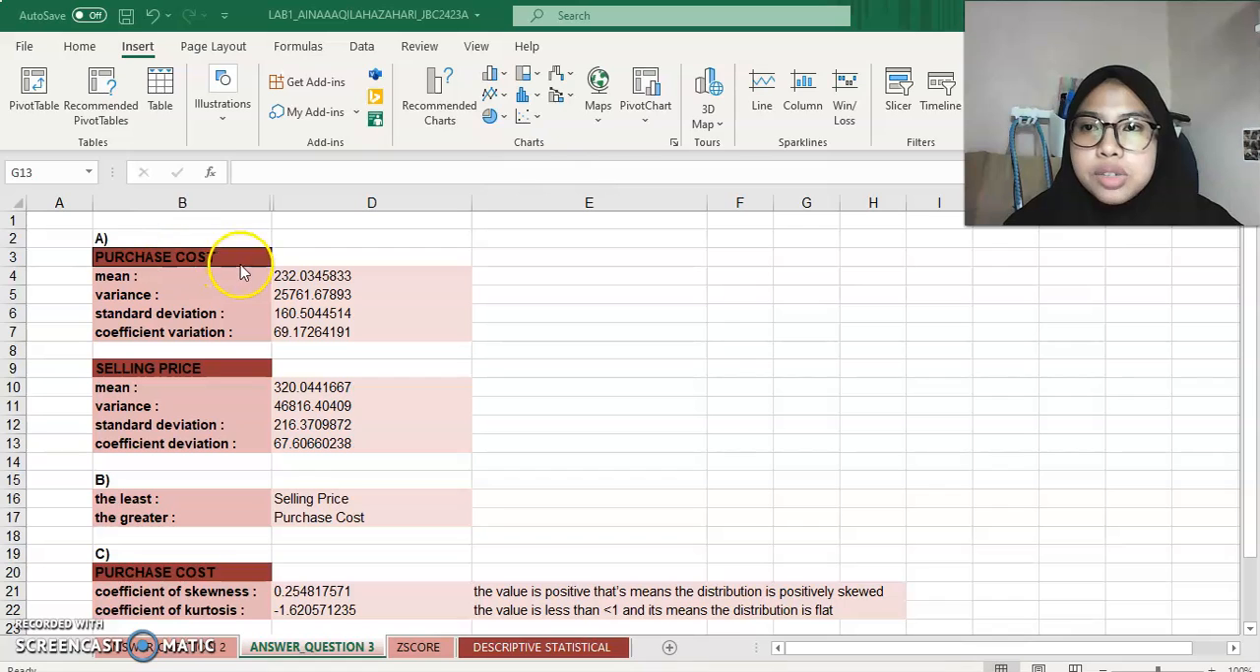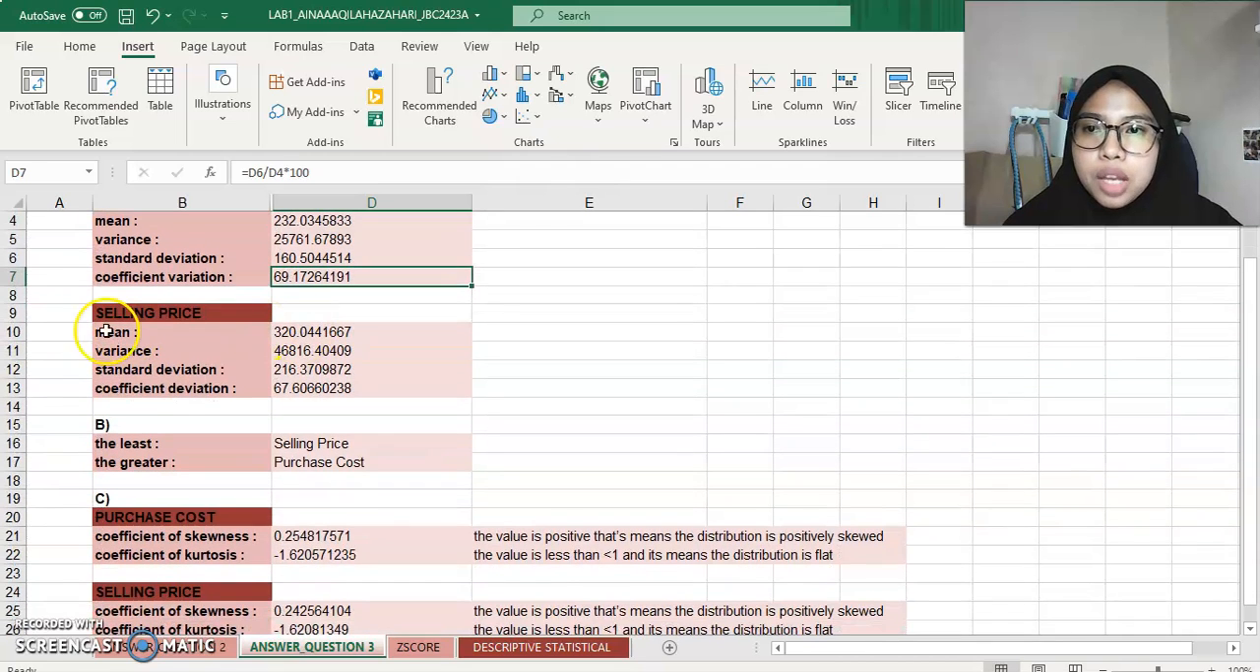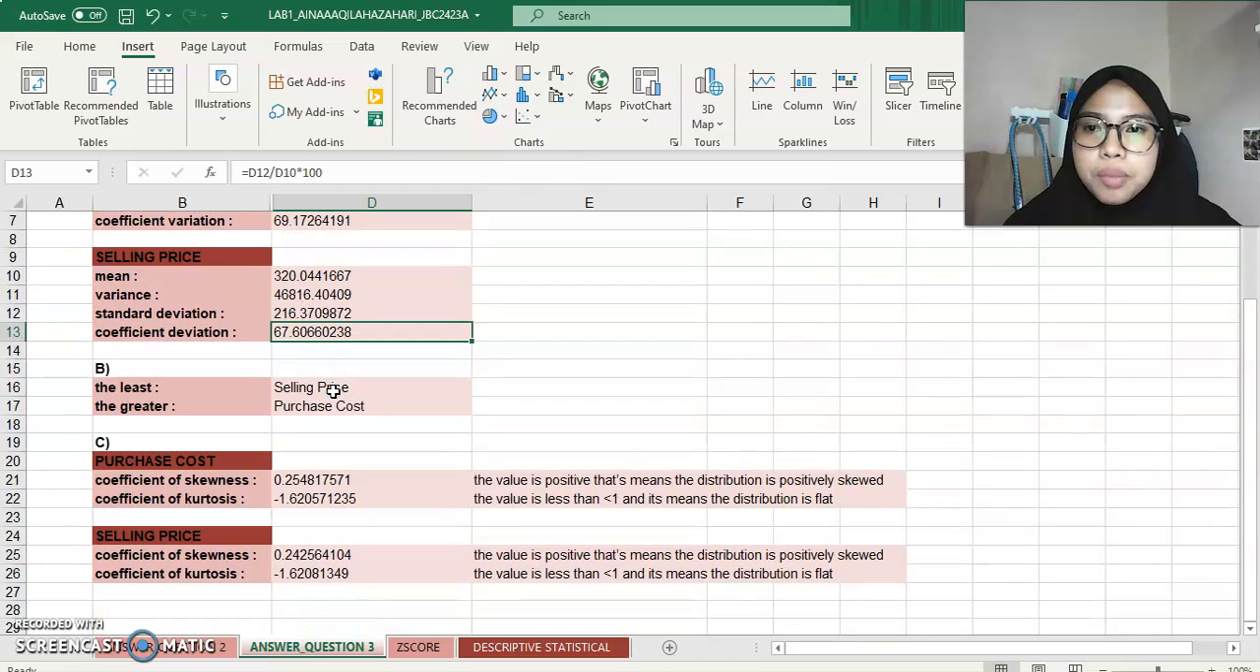Okay, for the question 3A, for the purchase cost, this is the formula for the mean, average, variance, standard deviation, coefficient variation, and for the selling price, mean, variance, standard deviation, coefficient variation. For the least is a selling price, for the greater is purchase cost.